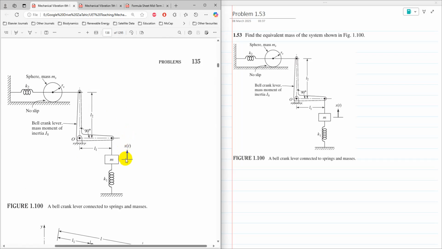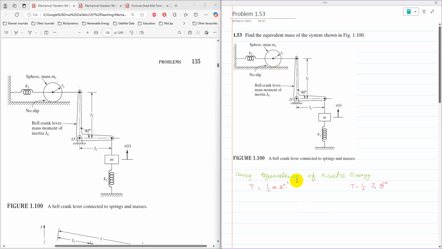Because the system is given an initial displacement x, which is a translational displacement, the equivalent translational mass is required for this question. This problem can be solved using the equivalence of kinetic energy: the total kinetic energy of the system is equal to the kinetic energy of mass m, then the kinetic energy of the bell crank lever with mass moment of inertia J0, and then the kinetic energy of the sphere of mass ms.